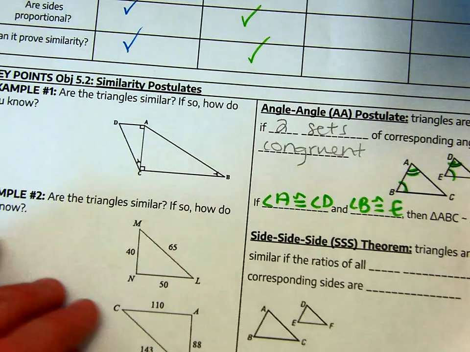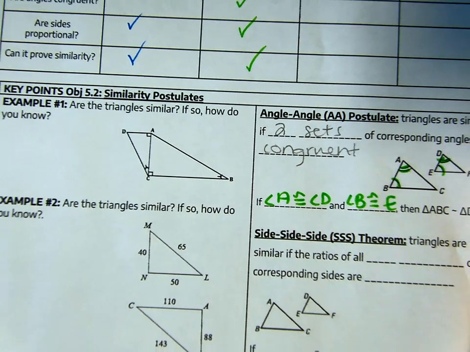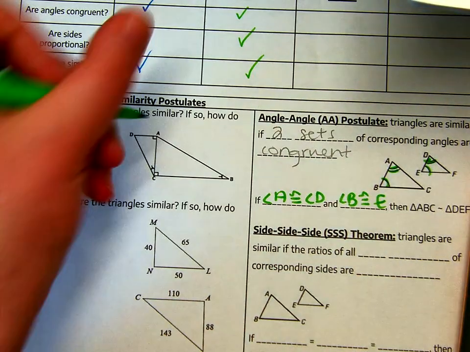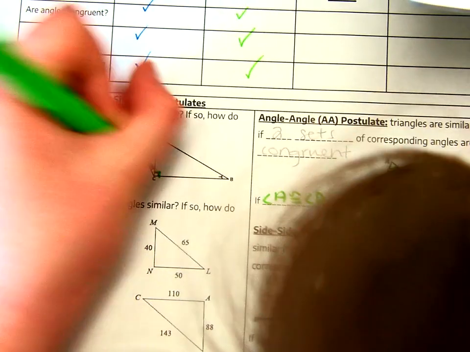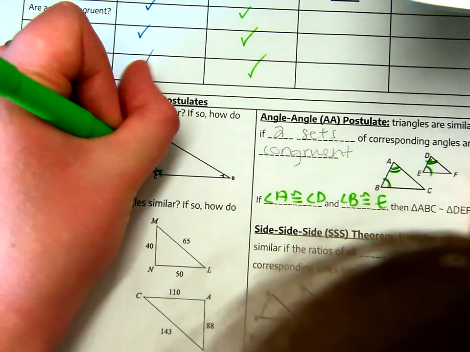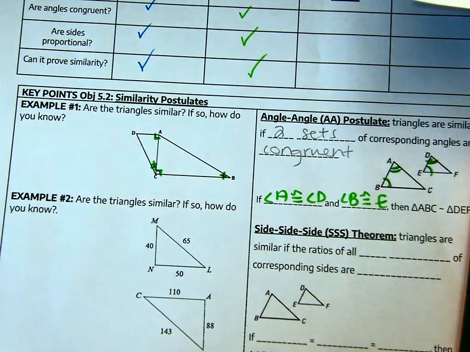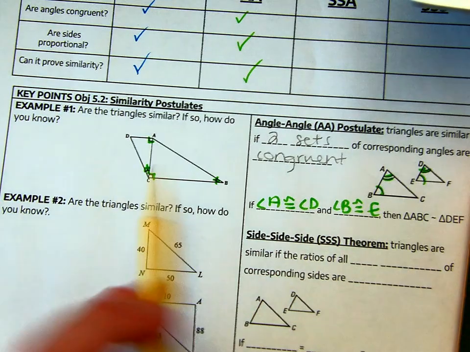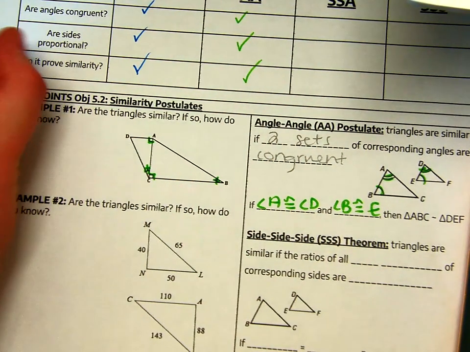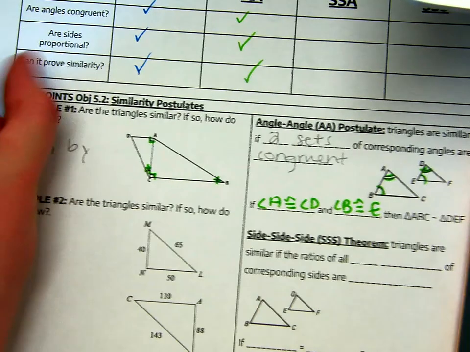Okay? So if we look at example 1, are the triangles similar? Well, how do you know? Well, when I look at the picture, I see that both are 90-degree angles, so those angles are congruent, here and here. Yup, two sets of corresponding angles are congruent, so yes, I can say by angle-angle.